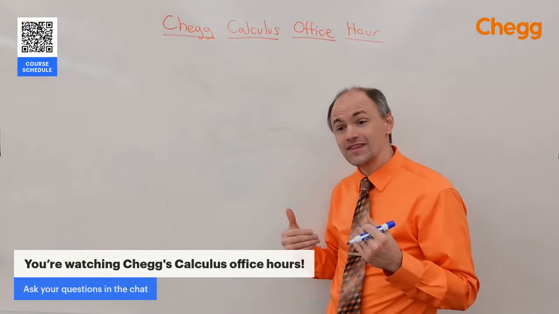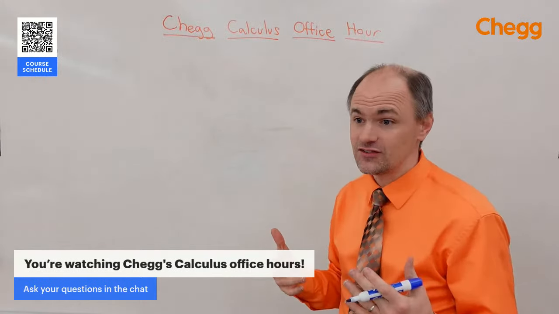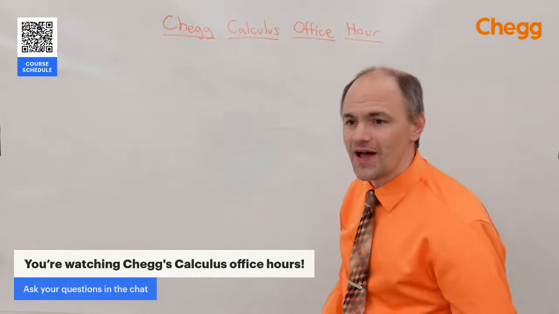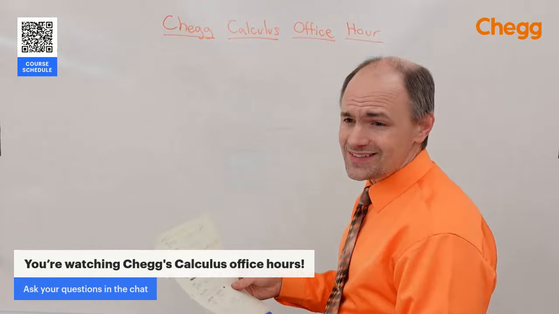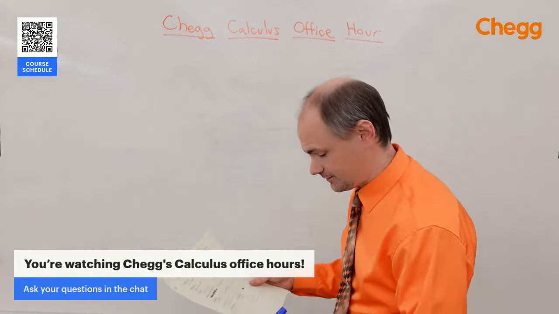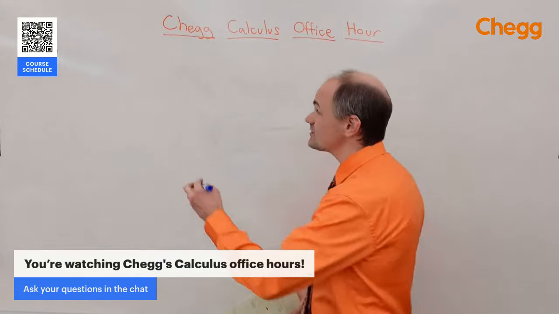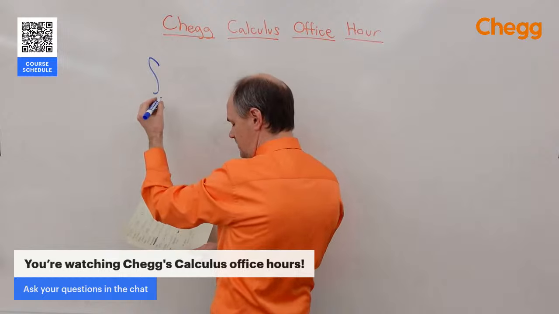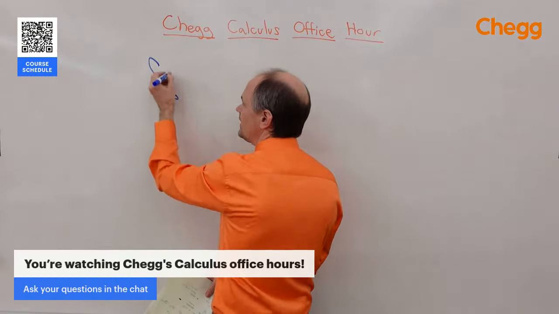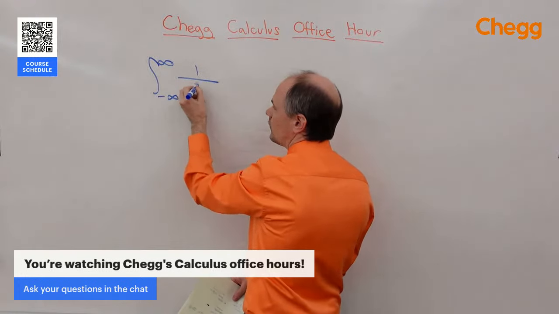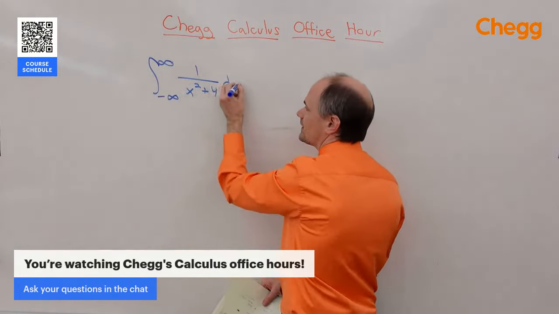One question did come in last week that I did not have time to answer. So I have to take a moment to go back to last week's question, because I told you I'm going to try and answer as many questions as possible, and I missed one. The one that I missed was improper integrals. So let's integrate from negative infinity to infinity of 1 over x squared plus 4 dx.